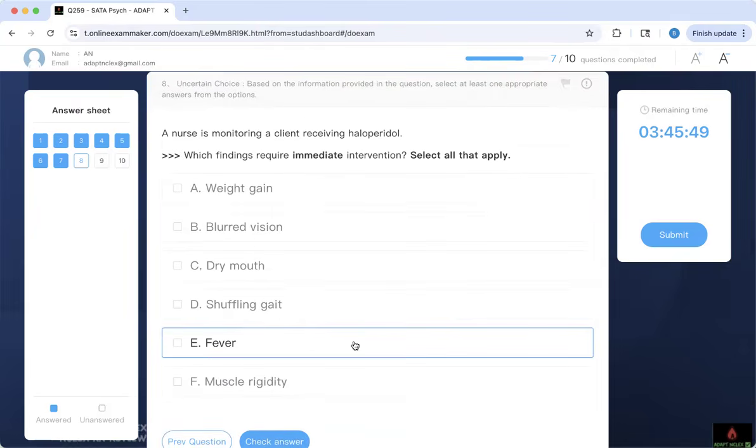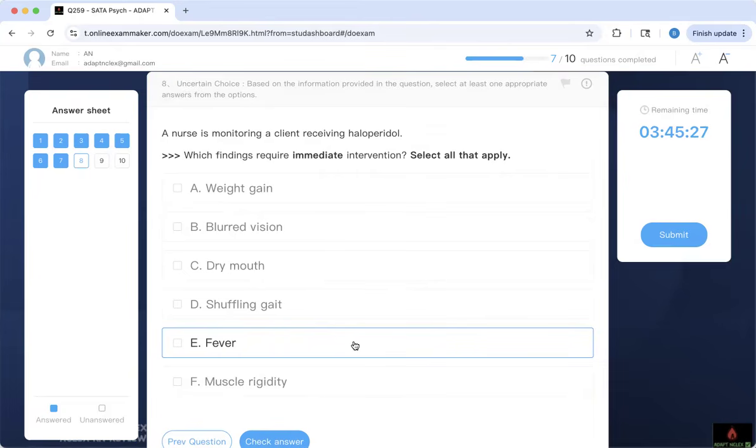Which finding requires immediate intervention? Select all that apply. This is monitoring a client receiving haloperidol. It's an antipsychotic, a first generation antipsychotic. Weight gain, blurred vision, dry mouth, shuffling gait, fever, and muscle rigidity. What do you think I'm telling you? These are signs and symptoms of what?